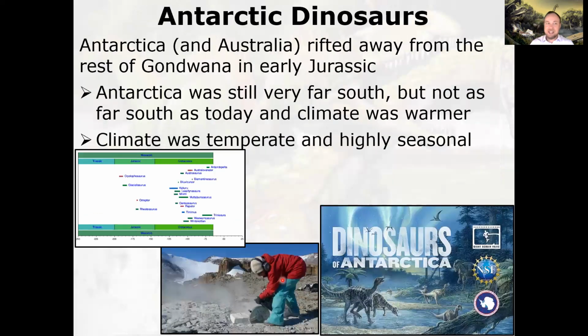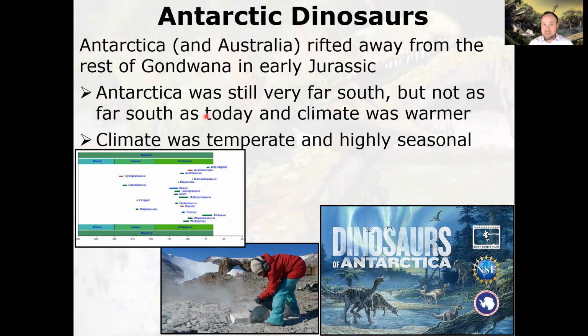Now let's talk about the Antarctic dinosaurs. So again, Antarctica is one of these Gondwanan continents. It rifted away from the rest of Gondwana in the early Jurassic, so it's been a while. Antarctica was still very far south, but right now Antarctica is literally as far south as you can get. It's at the South Pole. It was farther north than that. It was still very far south, though. It was still at the Antarctic Circle.